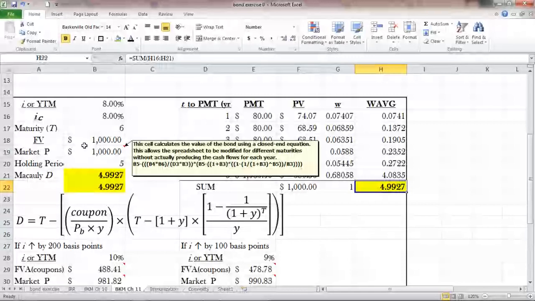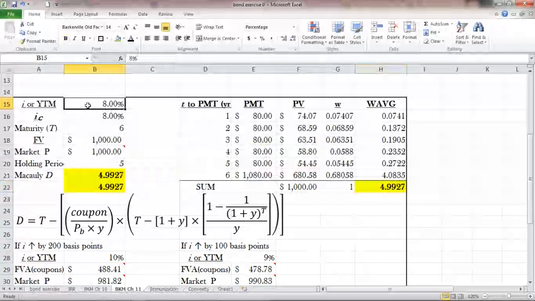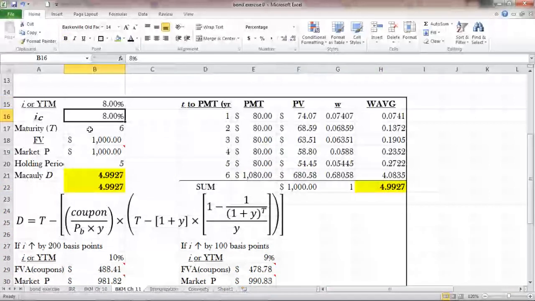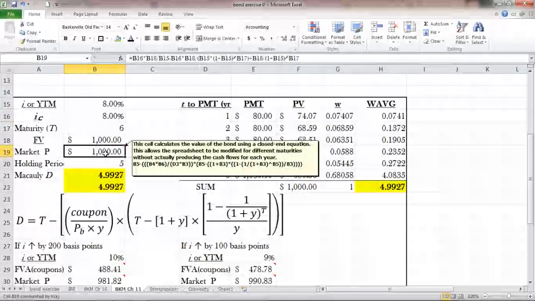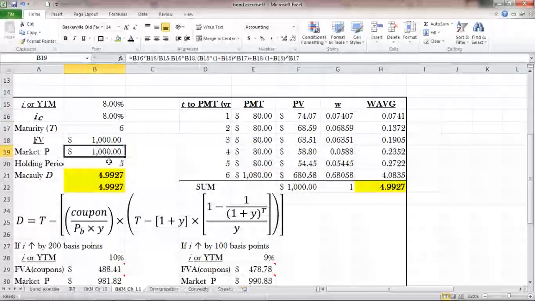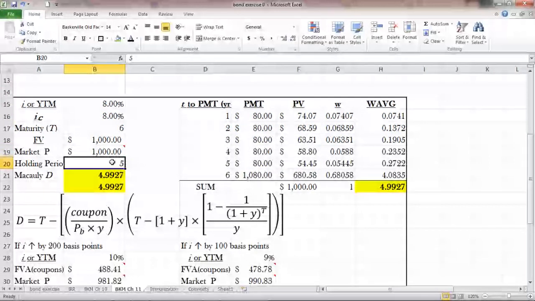So yield is 8%, coupon rate 8%, maturity is 6 years. This bond has maturity of 6 years, right? The market price of the bond. So first, this is duration, calculation of duration. So it's not showing you exactly. Let me build it here.